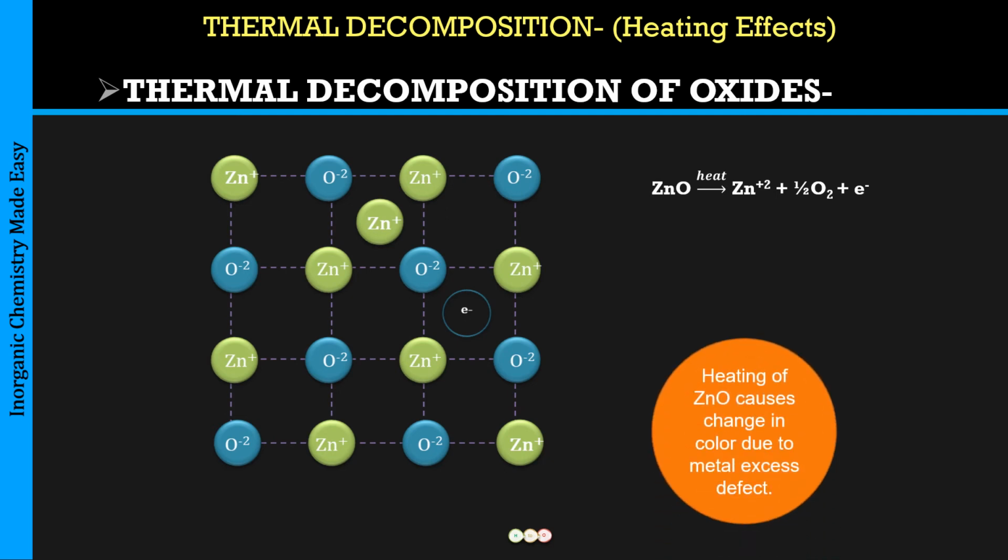So you will remember one very important thing, that when we heat zinc oxide, there is a change in color because of the metal excess defect. All right, why is there a metal excess defect? Because we can see that we have an excess of the metal ions. This is what you study in solid state. This is given in the NCERT textbook. This is given as a question in the NCERT exemplar book. This is going to be important, and this is what you have to learn even in the thermal decomposition of oxides.